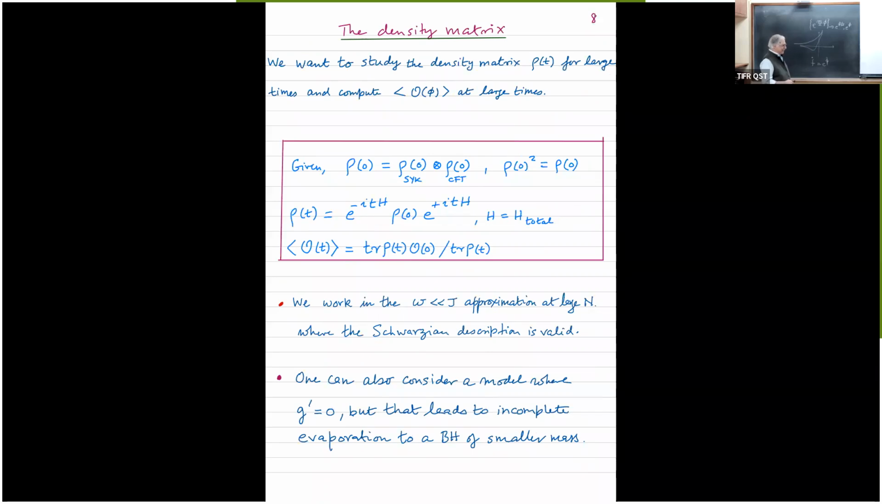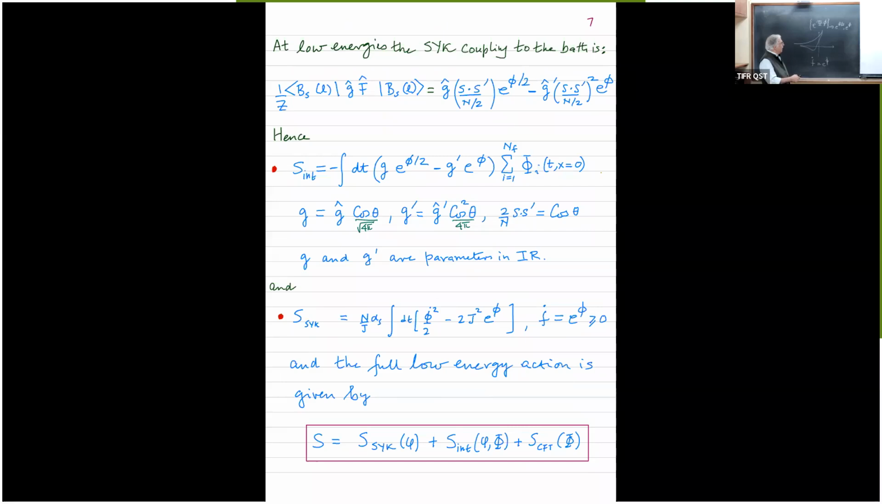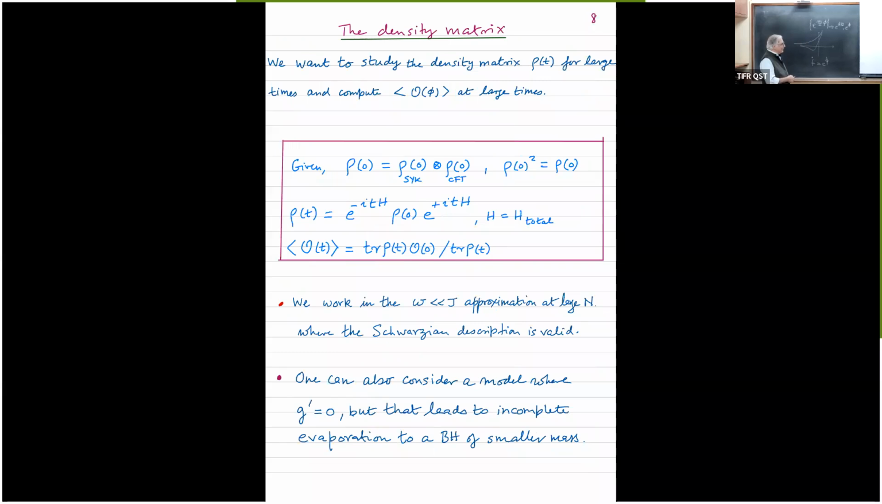If I might make one comment: if you integrate out the bath, effectively it becomes like a dynamical coupling constant of the Maldacena model. Is that in the slides that come?